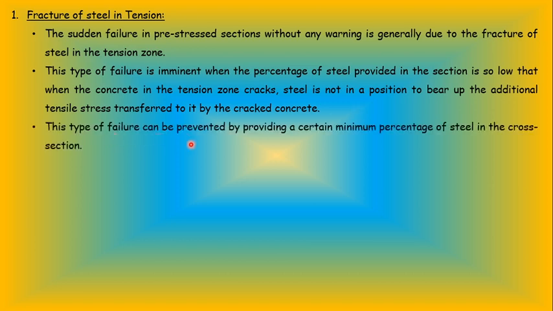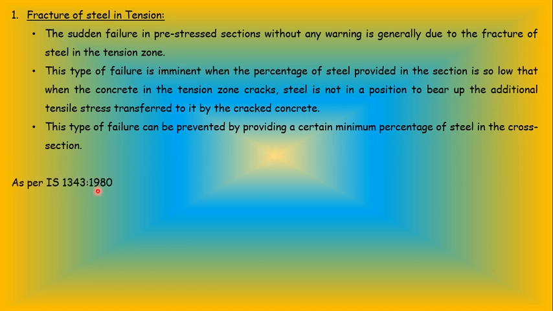This type of failure can be prevented by providing a certain minimum percentage of steel in the cross section. Means, as we have designed the reinforced concrete sections, we provide a minimum reinforcement. That minimum reinforcement is provided so that no cracks or anything should occur. Similarly, in PSC also we have to provide.